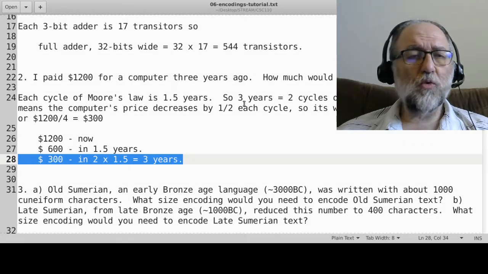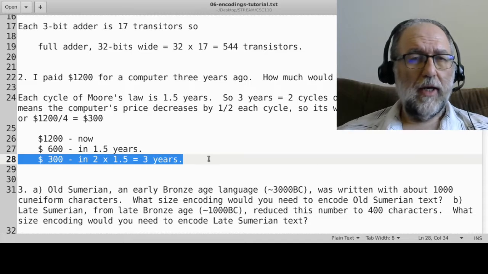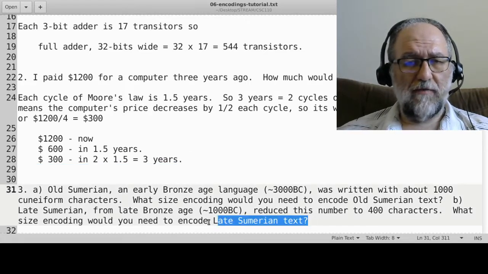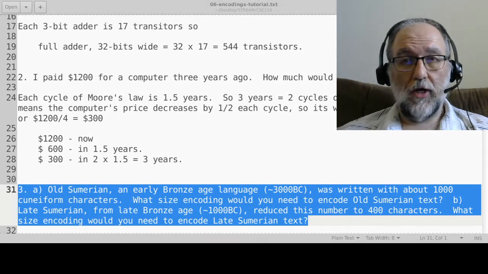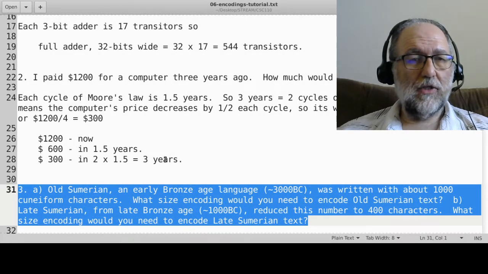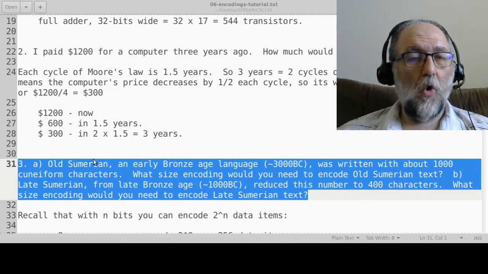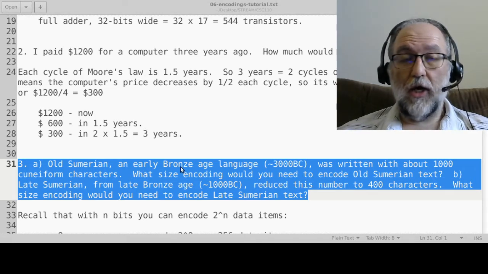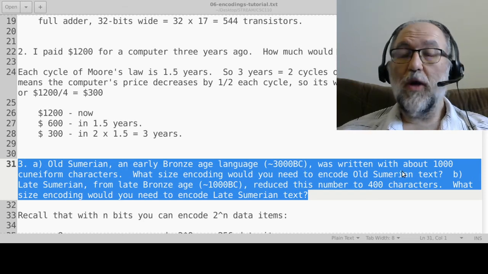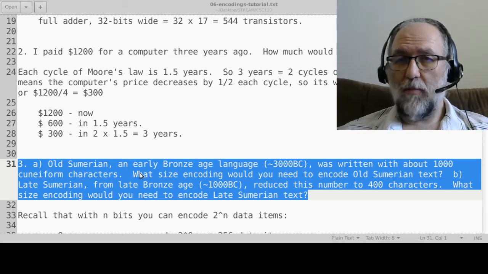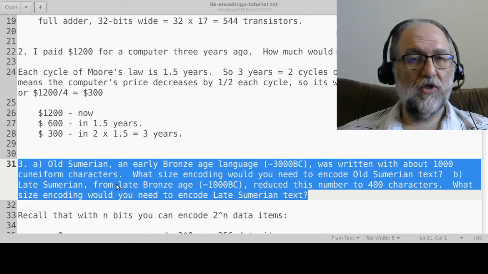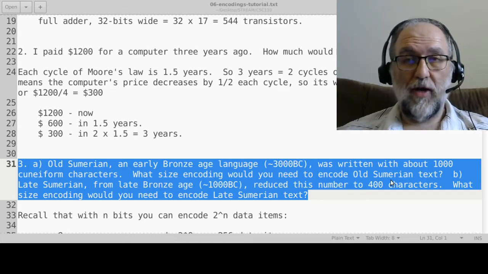All right, so those 2 questions were about hardware and Moore's law. The next question is our first question to do with encoding. Old Sumerian, which is an early Bronze Age language from about 3000 BC, was written with about 1,000 different cuneiform characters. I'll show you a picture of cuneiform in just a second. What size encoding would you need to encode Old Sumerian text?